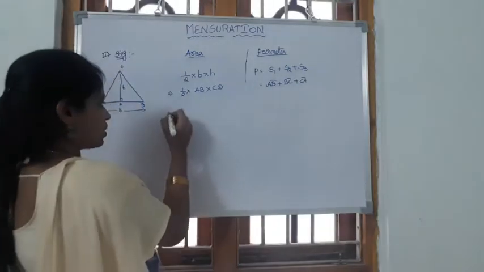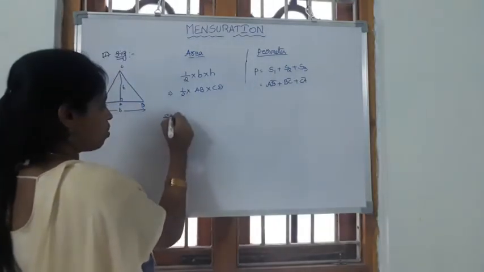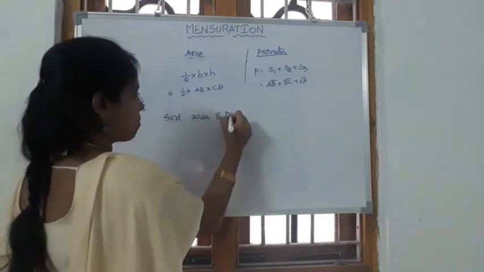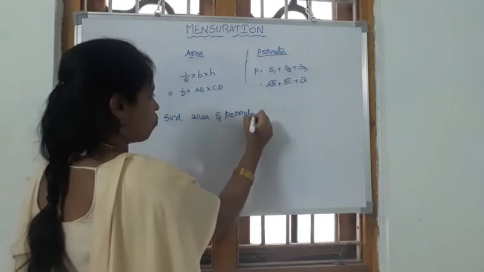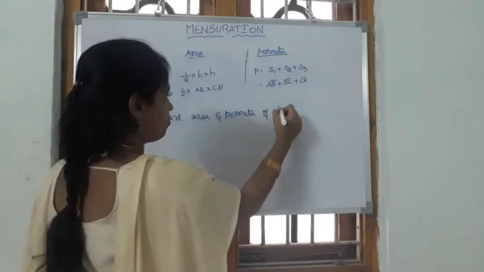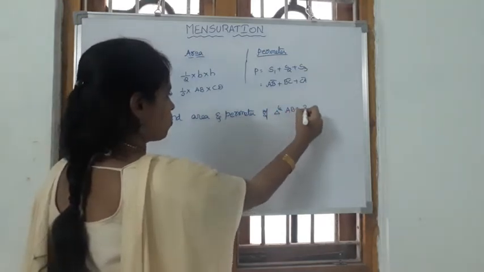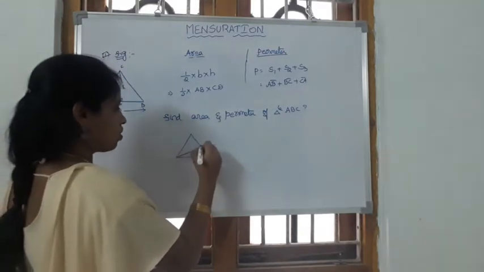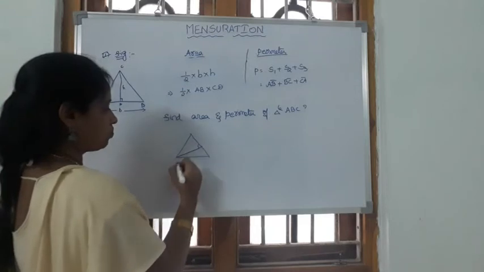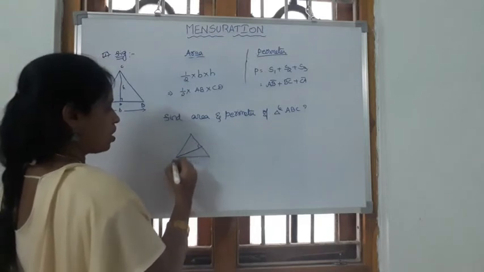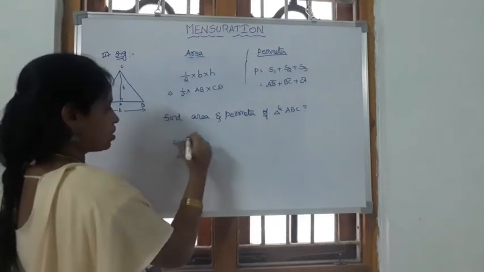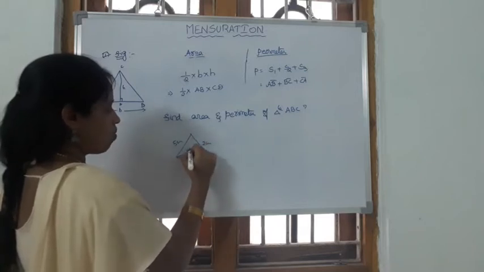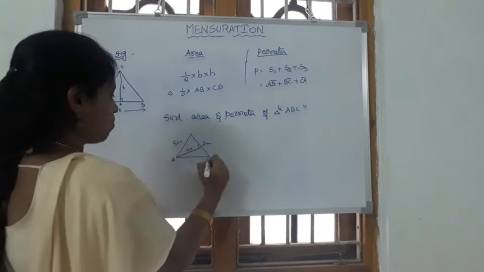Let us take one example. Find area and perimeter of triangle ABC. This is the triangle. This is the altitude. This is 3 centimeters and this is 5 centimeters. This is 2 centimeters and this is 1 centimeter. A, B, C.